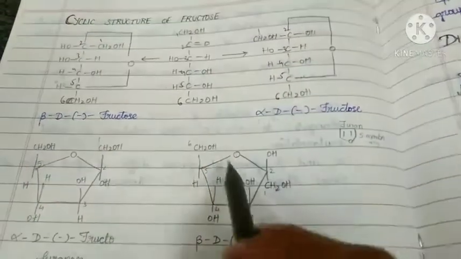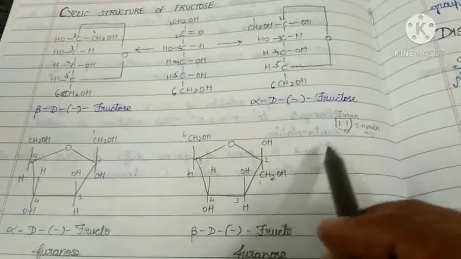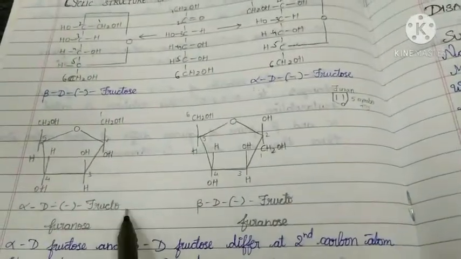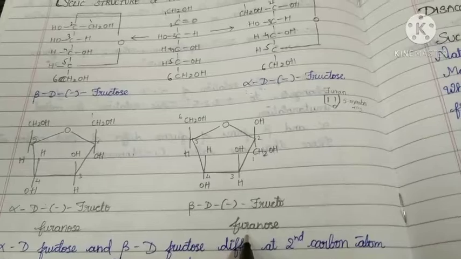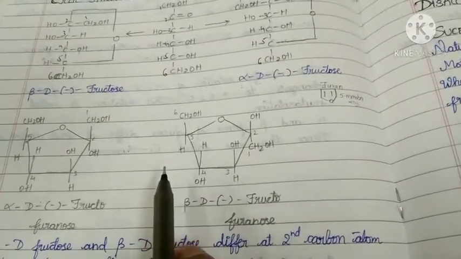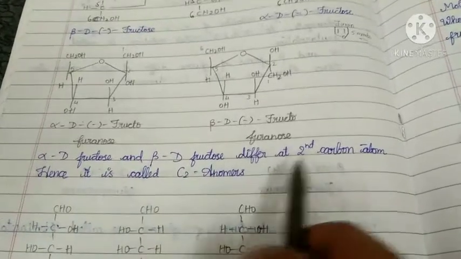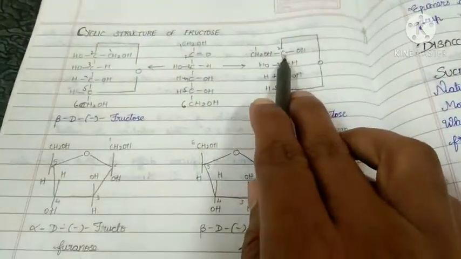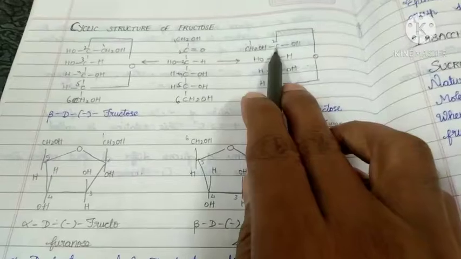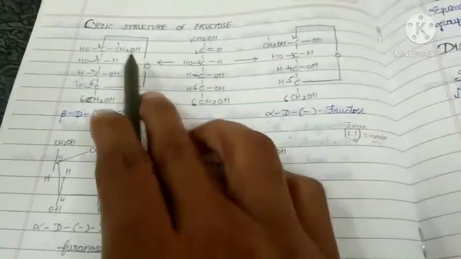It can also be written like this, which is nothing but the furan structure. That is why these are called alpha D fructopyranose and beta D fructopyranose, like the glucopyranose structures. These two structures differ at the second carbon. See, the second carbon: here it contains the OH group on the right side, here the OH group on the left side.